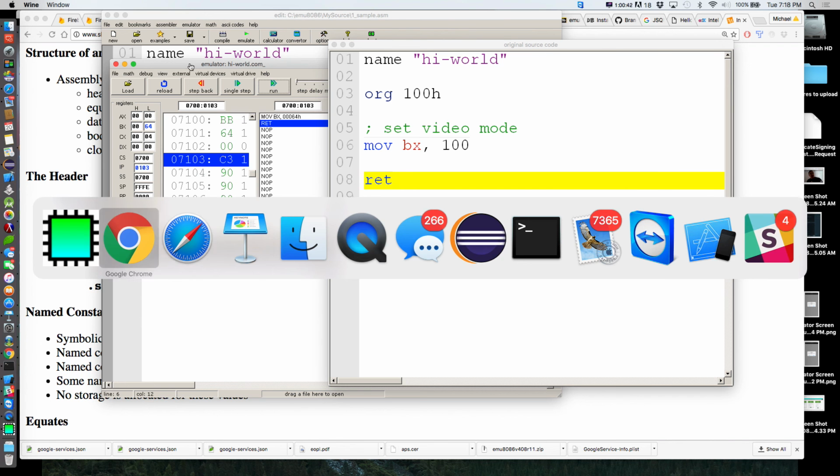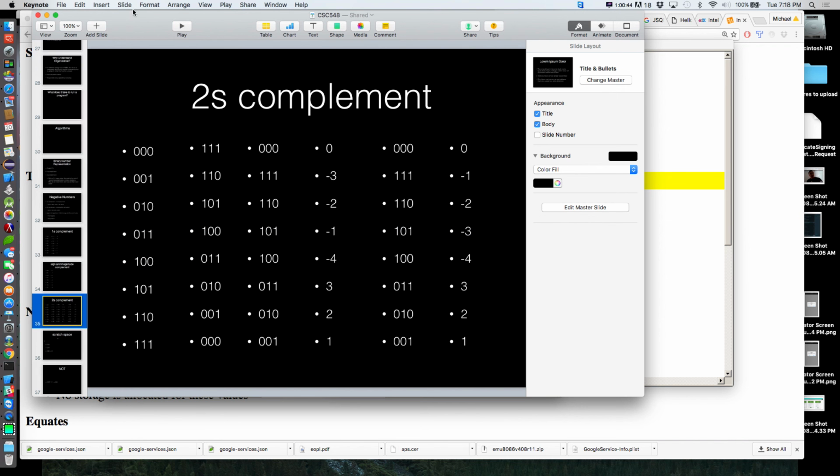All right. Let me get us to a stopping point here. So okay, we did two's complement.